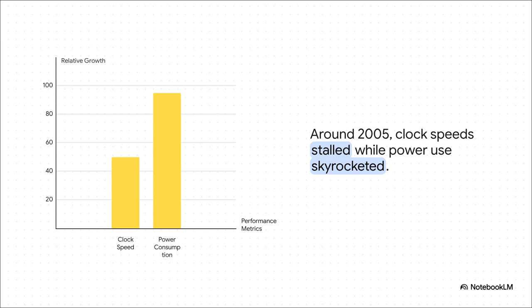And this chart right here, this is the climax of our story. This is the power wall. Around 2005, you can see that the growth in clock speeds just stops. It flatlines. But at the same time, look at power consumption. It's skyrocketing. Why? Because making those billions of tiny transistors switch faster and faster was generating an absolutely insane amount of heat and using way too much power. We just couldn't cool the chips down anymore. The old way of getting more speed, it was officially over.